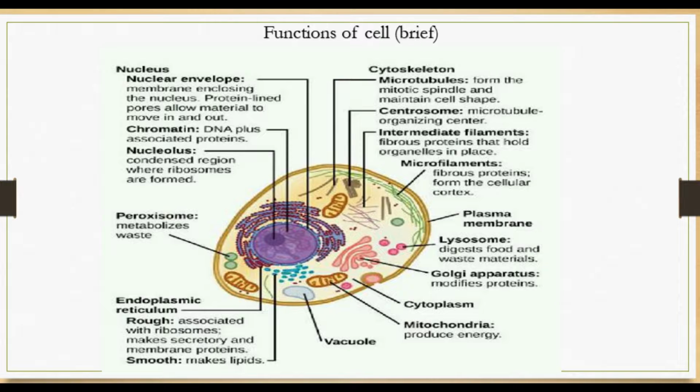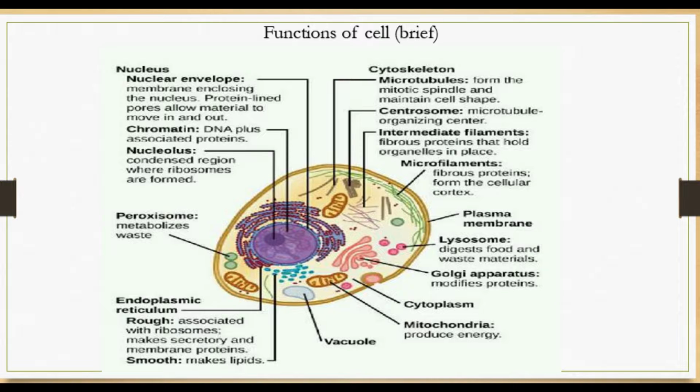Nucleolus, it is the center. You can see a very dark whitish color, a circle or an oval in the center of the nucleus. It is considered the region where ribosomes are formed. Ribosomes are formed in the nucleolus.